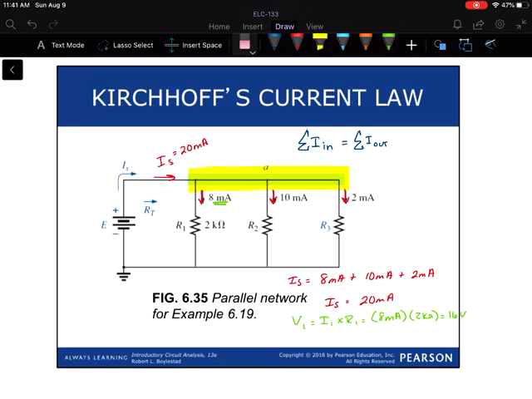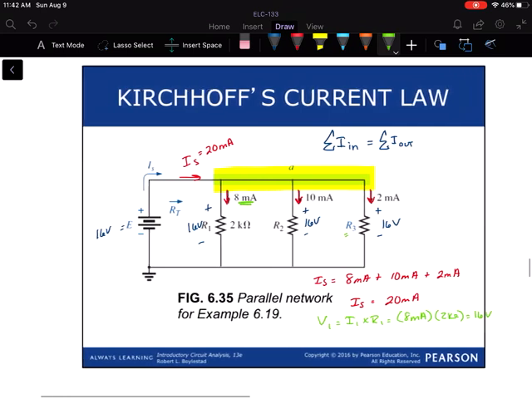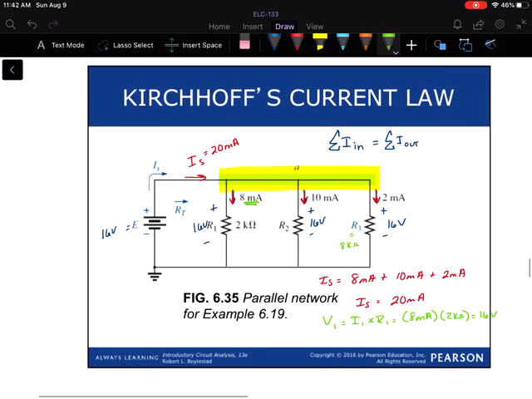Now, what else do we know? So if that is 16 volts, notice that this is in parallel with the source. So the source must be 16 volts. It's in parallel with R2, so we must have 16 volts there, and it's in parallel with R3, so we still have the 16 volts there. What can we find from here? Well, what would R3 have to be? It would be 16 divided by 2 milliamps, or 8K ohms. What would R2 be? 16 volts divided by 10 milliamps, or 1.6K ohms.